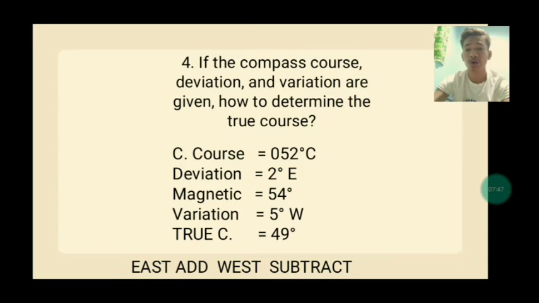So our magnetic course is 54 degrees, and our given variation is 5 degrees west. We know that if the direction is west, we will subtract. So 54 degrees minus 5 degrees is equal to our true course, which is 49 degrees.